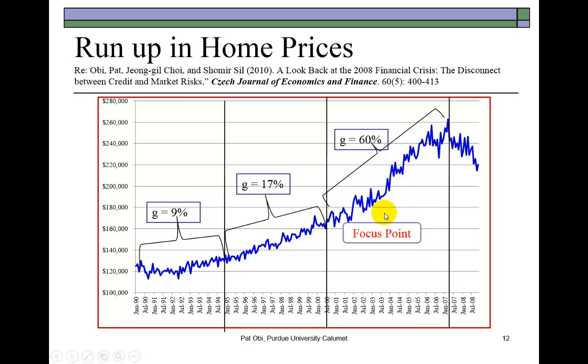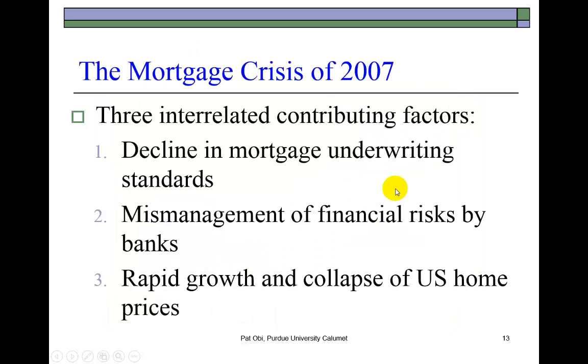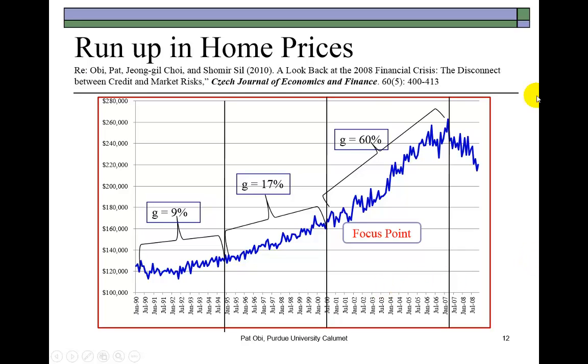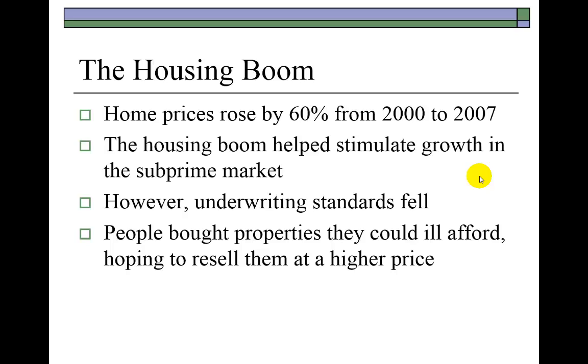And it is in this period between 2000 and 2007 that all kinds of bad things happened. Some of these I'll point to here. There are three interrelated contributing factors that I point out, including the decline in mortgage underwriting standards by lending institutions, mismanagement of financial risks by banks that were engaged in various forms of toxic financial instruments, and the rapid growth and then collapse of the US home prices, which you see right here. This is when the bubble kind of burst, and you can see how things came crashing down. It was a house of cards, as some pointed to it.